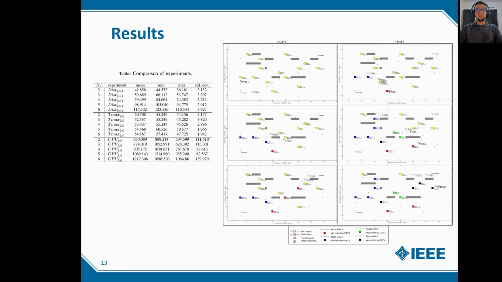For the results, the table illustrates the results and comparisons of the experiments. The result shows that the total distance traveled by the UAVs increased as the number of vehicles increased, showing a steady increase and a moderate standard deviation. This was an unexpected result given the number of agents involved in the mission.